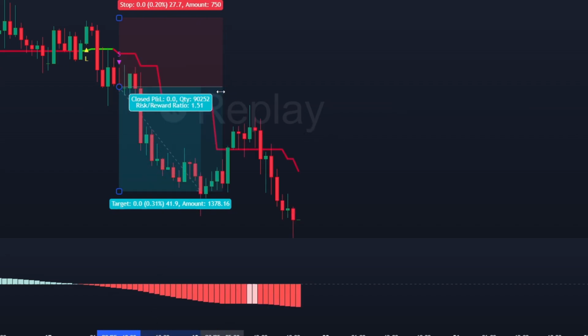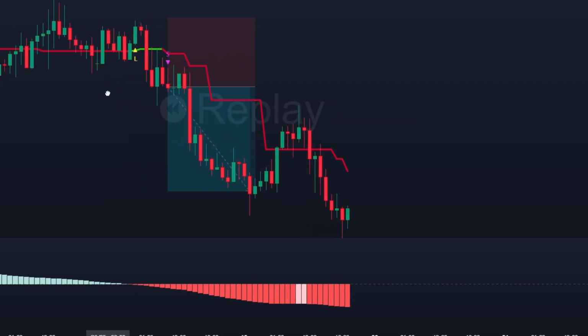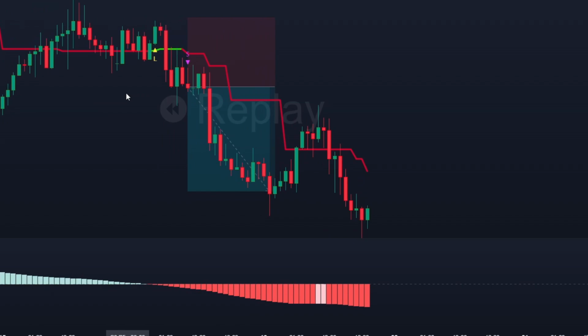If the bar is light red, skip it. The downside pressure is fading. This strategy is not perfect. No strategy is. You'll get losing trades. That's why risk management matters. So make sure to also stick to a good risk management strategy. Now let's move on to the second strategy.